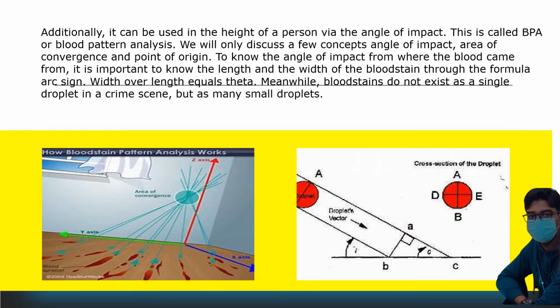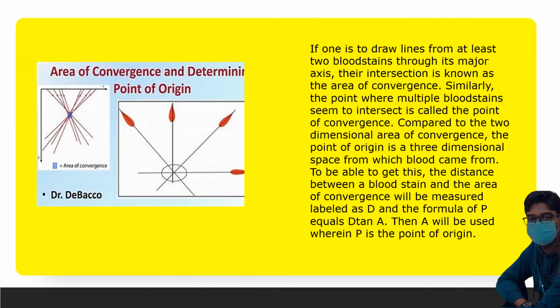Meanwhile, blood stains do not exist as a single droplet in a crime scene, but as many small droplets. If one draws lines from at least two blood stains through their major axes, the intersection is known as the area of convergence. Similarly, the point where multiple blood stains seem to intersect is called the point of convergence. Compared to the two-dimensional area of convergence, the point of origin is a three-dimensional space from which the blood came.